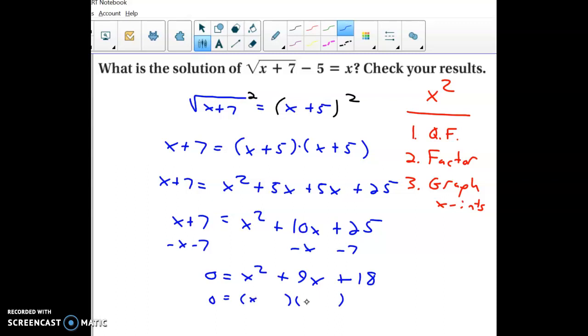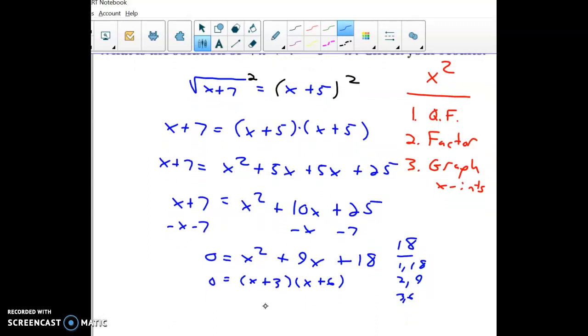So we use x and x to get the x squared, and then it has to multiply to 18 and add up to 9. So if we think of our factors of 18, 1 and 18, that doesn't work. Let's see, 2 and 9, that doesn't work, but 3 and 6 does. So we do plus 3 and plus 6, right? And then set those two parts to 0. And so we get x equals negative 3 and x equals negative 6. Sorry I couldn't quite fit that whole thing on the screen, but there's our two answers.